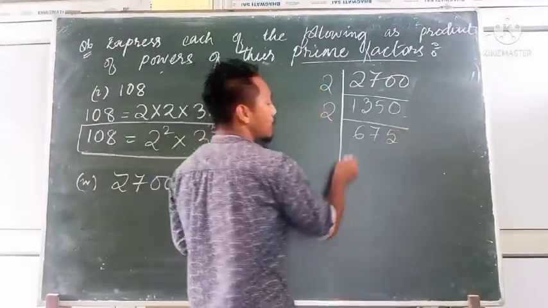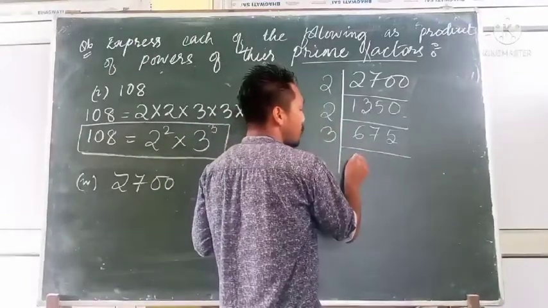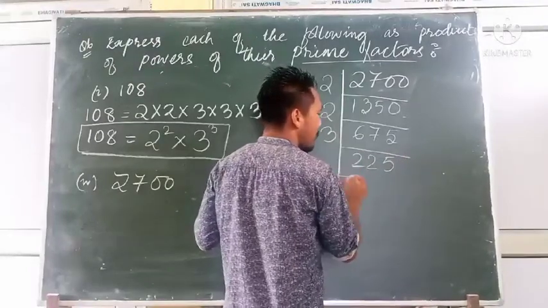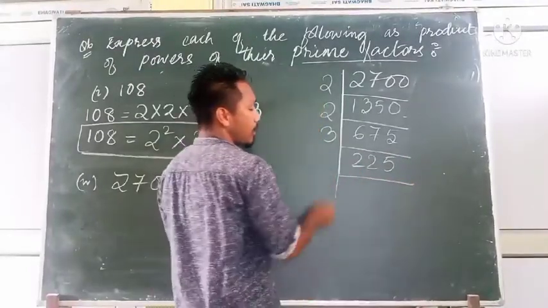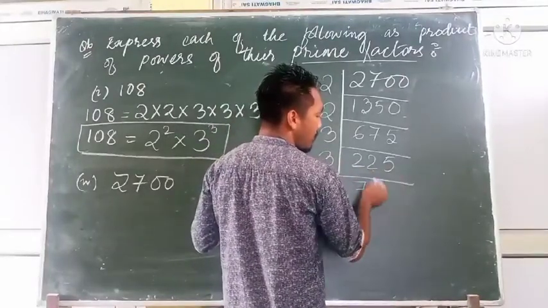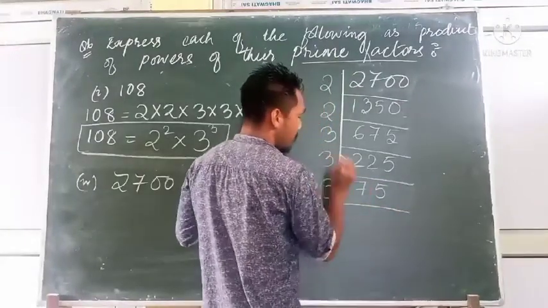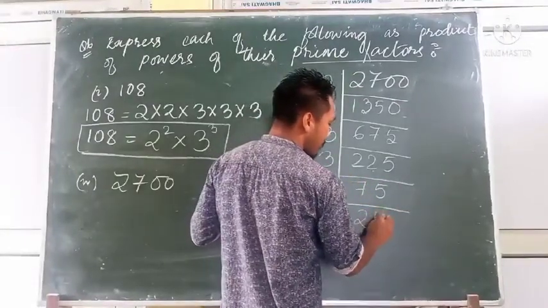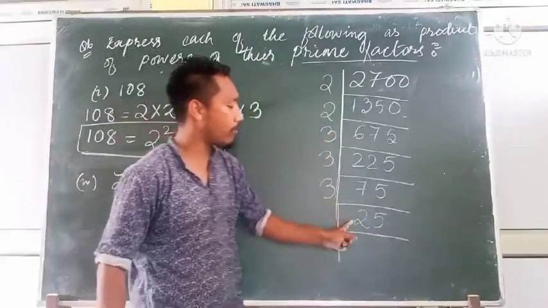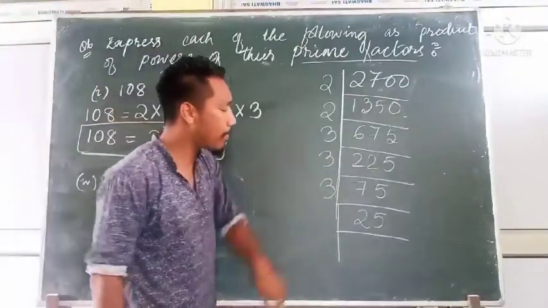Next we can start by 3. 3 twos are 6, 3 fives are 15. Next again, 3 sevens are 21, 3 fives are 15. Next again, 3 twos are 6, 3 fives are 15. Next, we cannot divide 25 by 3, which means we have to move to the next prime number. What is the next prime number?